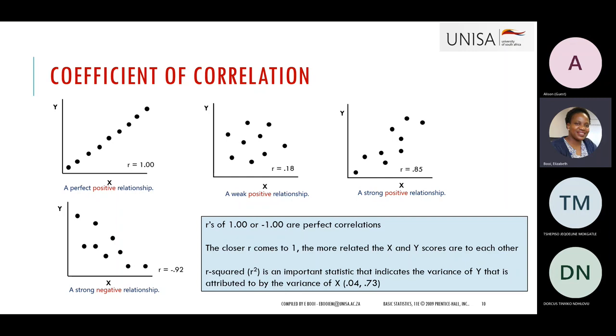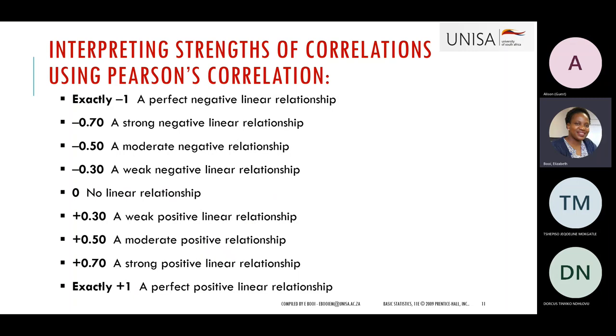At some point, you should be able to also calculate what we call r squared, which is an important statistic that indicates the total variation in your y value, or your dependent variable, that is explained by the variation in your x value, which is your independent variable. Okay. So how do we interpret the values?